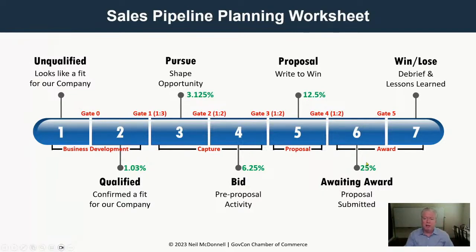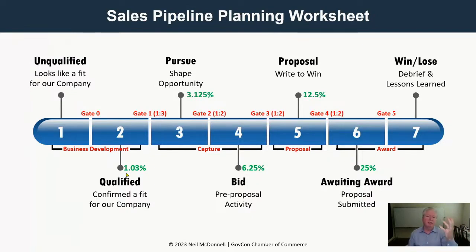So 1 out of 4, that means if you go back, then you're winning 1 out of 8 is basically what it's saying at proposal, and 1 out of 16. And I'm going to show you this in a second. But as you go back and see these numbers, the reason these are important is because when you look at your pipeline, every opportunity in your pipeline has a different value than the value the government gives.